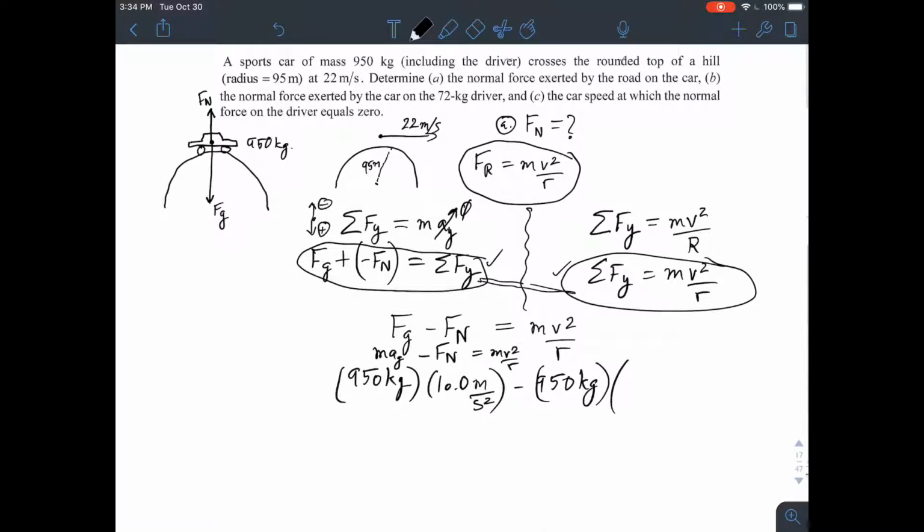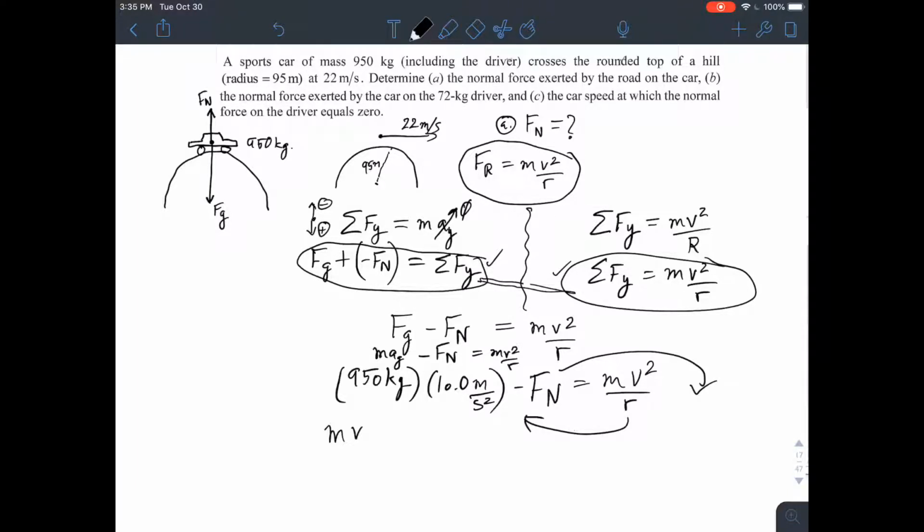And let's see. And oh, I jumped the gun, didn't I? So let's see, I'll undo some of this. I should show all the steps. Okay, minus F_N equals mv squared over r. Again, okay. So let's bring mv squared over r on this side, and let's send F_N on that side.